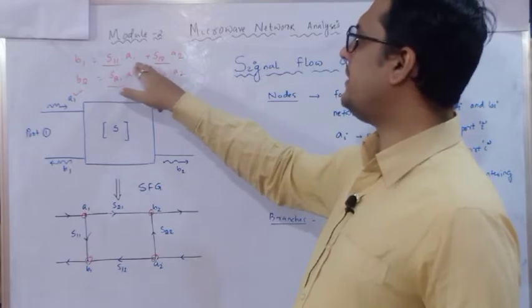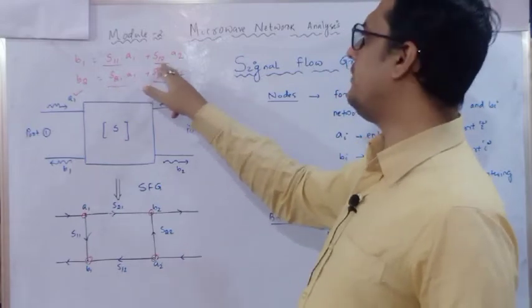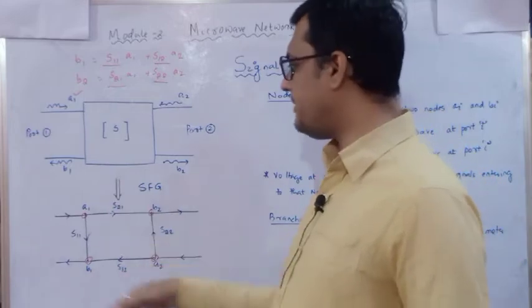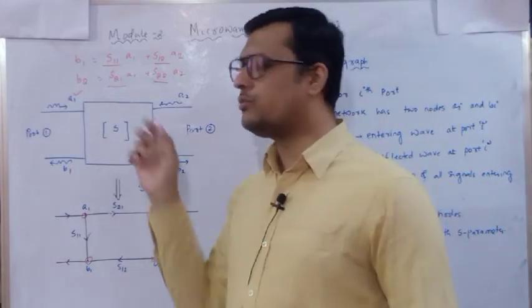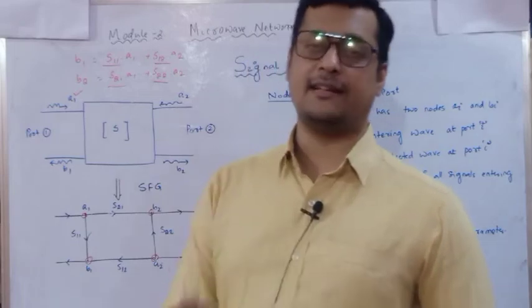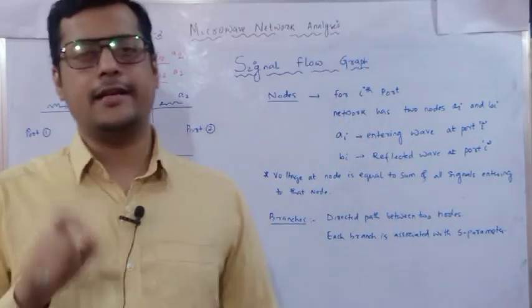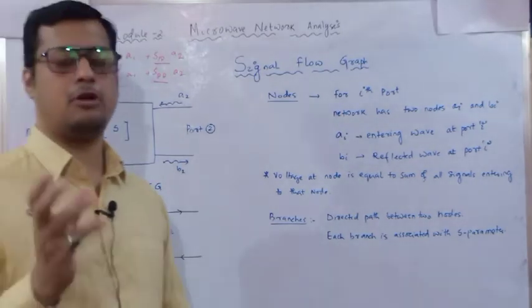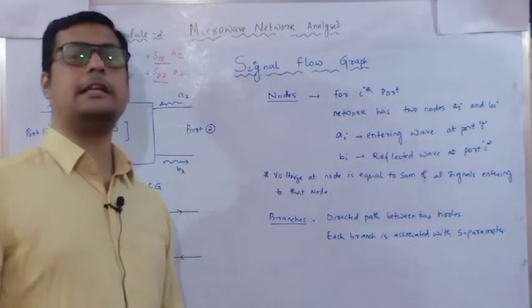So if you suppress this value A1 as 0, you will get S12. So S12 I have placed here. So this is the basic representation of the two-port network in the form of a signal flow graph. Signal flow graph itself indicates it is a combination of nodes and branches as well as the direction.